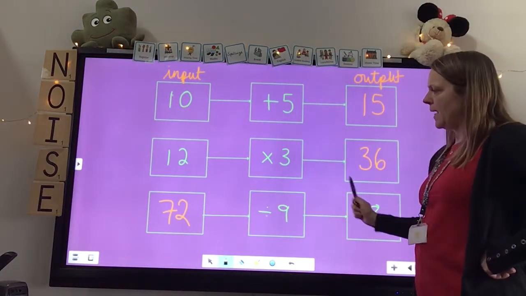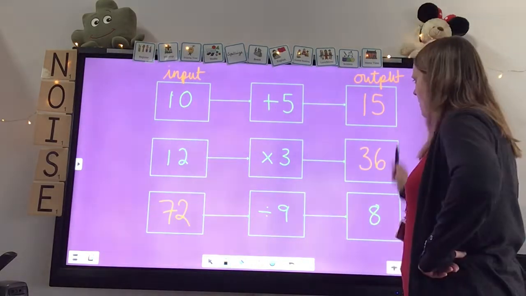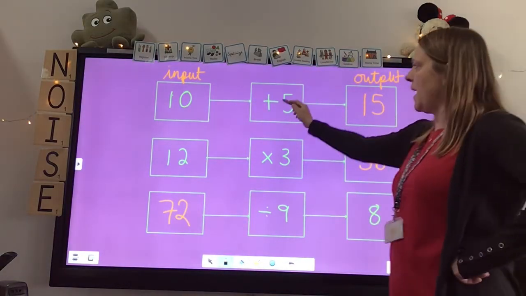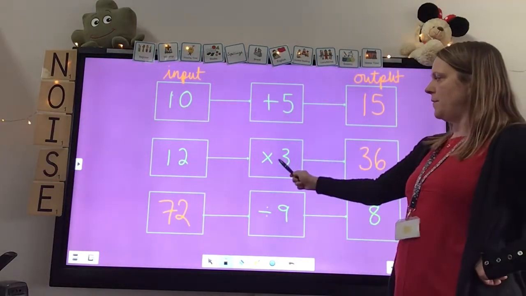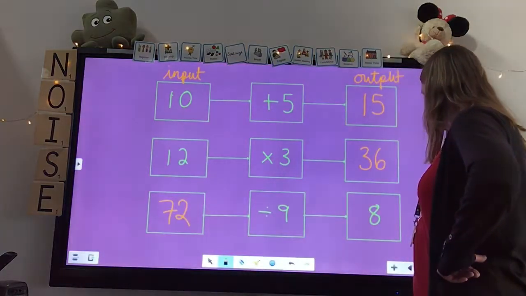So I can easily work out missing numbers by using the information that I have here. Okay, remember, if I'm going this way, I'm going to do the inverse, because 15 take away 5 equals 10. 36 divided by 3 equals 12. Okay, hopefully you can see that pattern emerging.